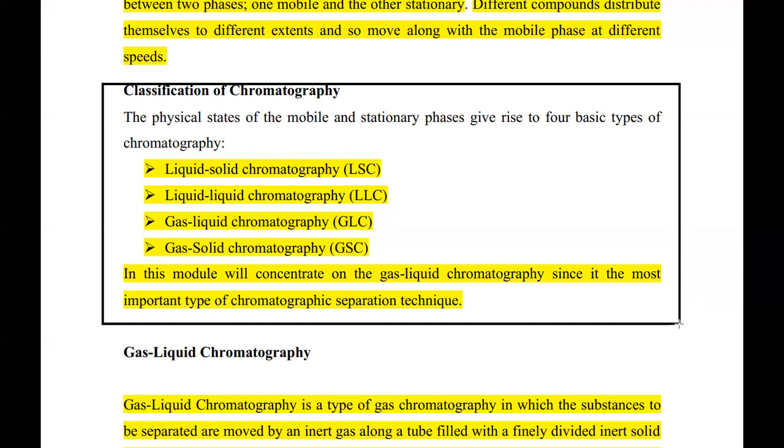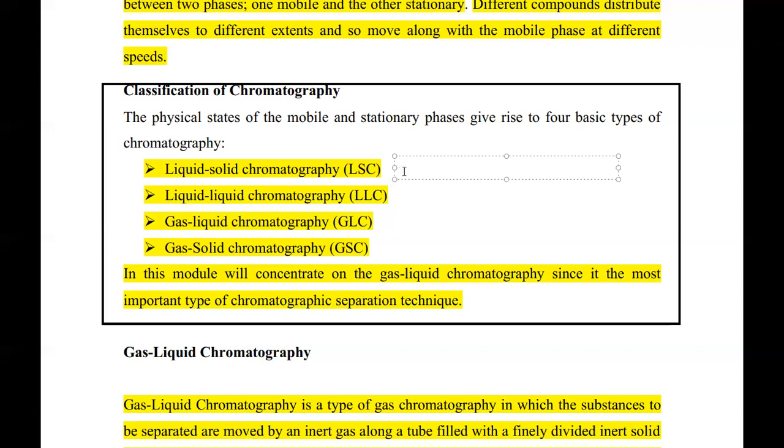Remember what I was saying, that the solvent that carries the sample, or the other term that I used was fluid. When you hear the word fluid, we're talking about gas and liquid. So the type of the fluid that you are using to carry the solvent will give rise to its name. So now I'm trying to give clarity. If the mobile phase used in here is a liquid, it's going to be called liquid.